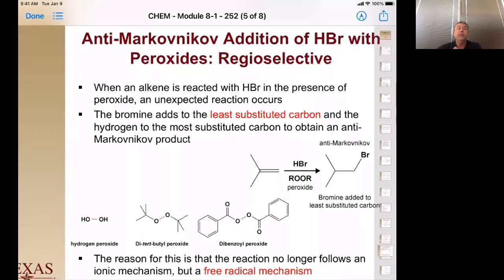Okay, so if we change the mechanism to be something other than a carbocation, we can get the reverse product. So in the case of HBr, if we use peroxides, and peroxides are any organic or inorganic compound with an oxygen-oxygen bond, they break apart homolytically. Each oxygen takes 1 electron with it, and it generates a radical. When we generate the radical, we're not generating a carbocation, and we get the anti-Markovnikov product.